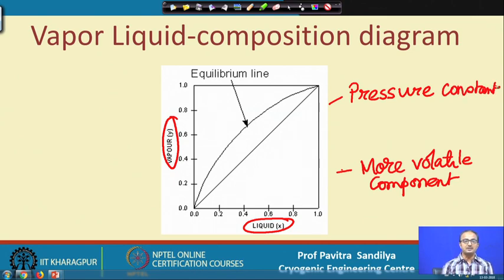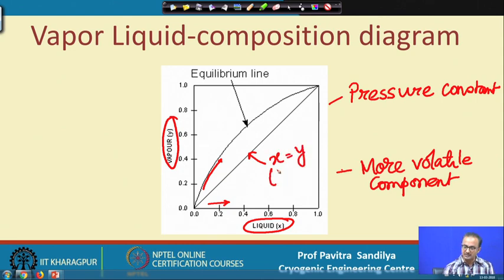Now in this case, if we refer to the temperature composition diagram, we find that as we keep increasing the temperature, the y, that is the vapor phase mole fraction of the more volatile component, will keep on increasing with an increase in the liquid phase mole fraction, and this kind of bulge will be formed. This particular line is the x equal to y line.